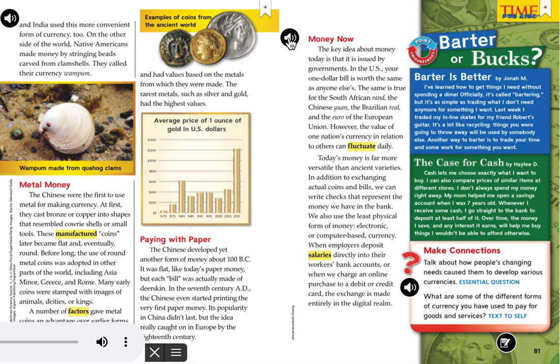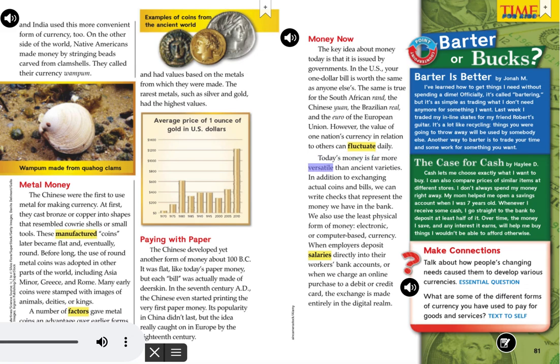Money now. The key idea about money today is that it is issued by governments. In the US, your $1 bill is worth the same as anyone else's. The same is true for the South African rand, the Chinese yuan, the Brazilian real, and the euro of the European Union. However, the value of one nation's currency in relation to others can fluctuate daily.